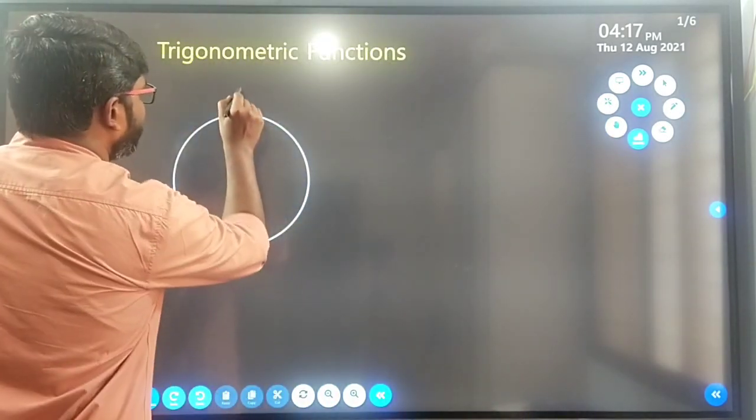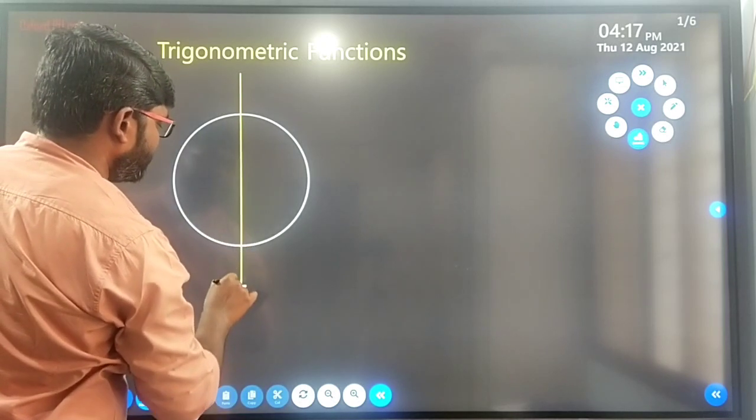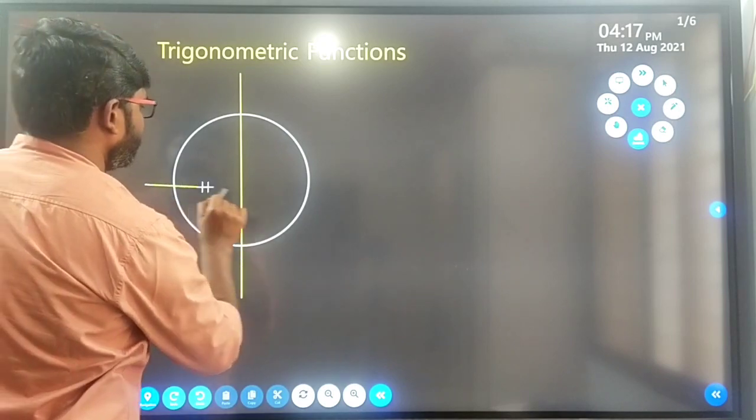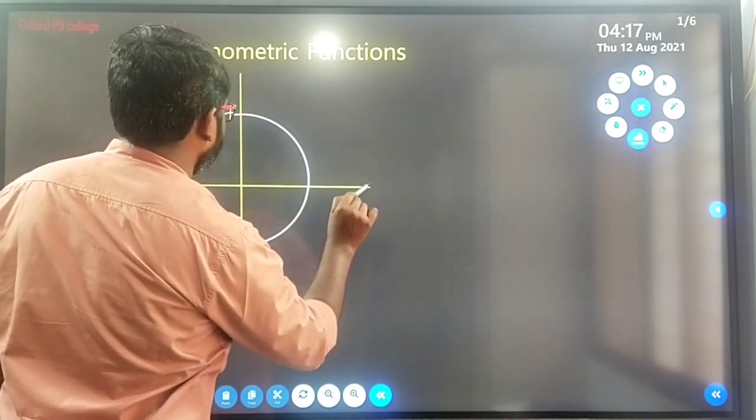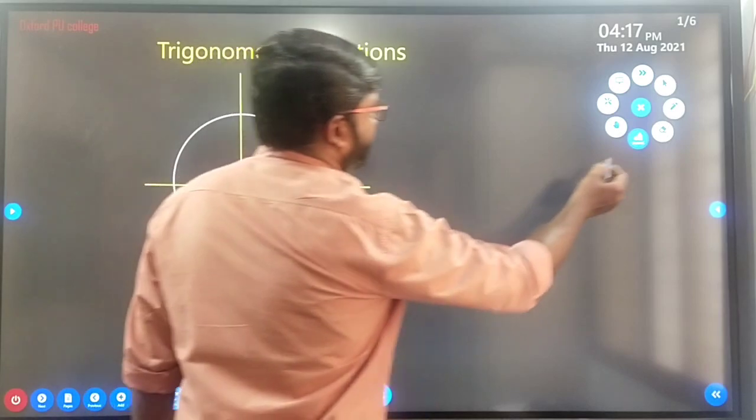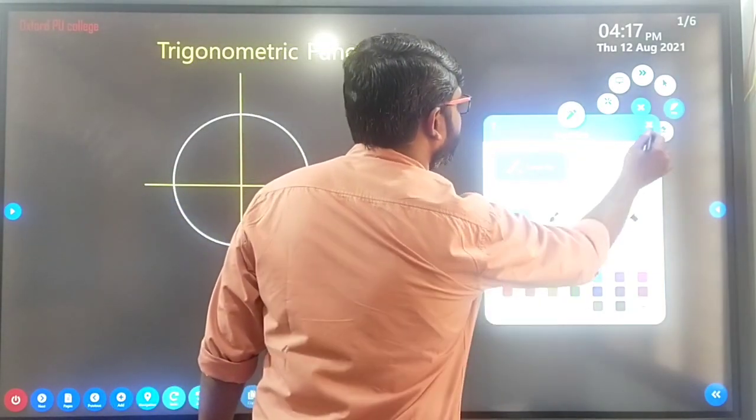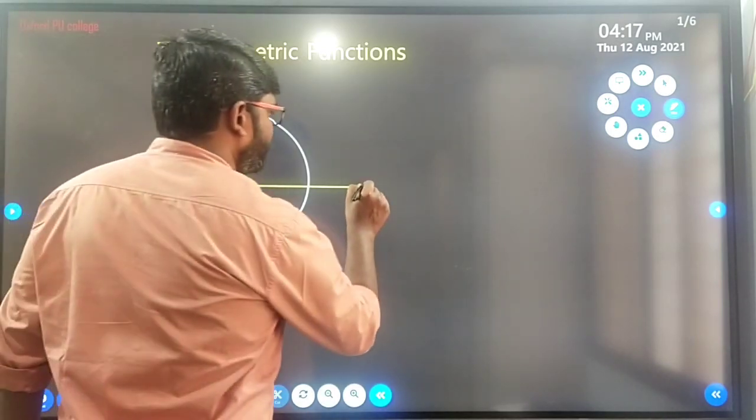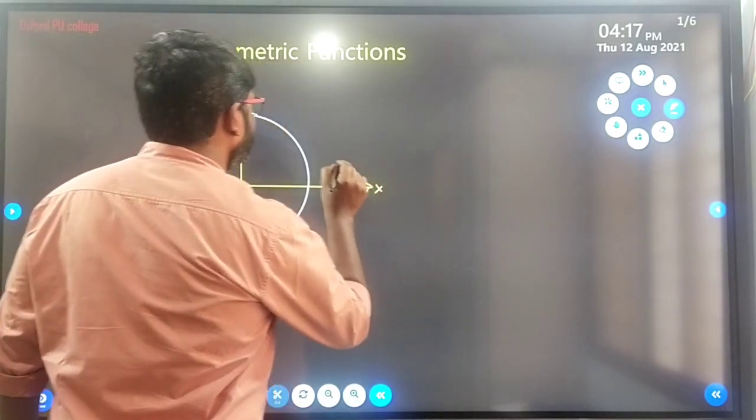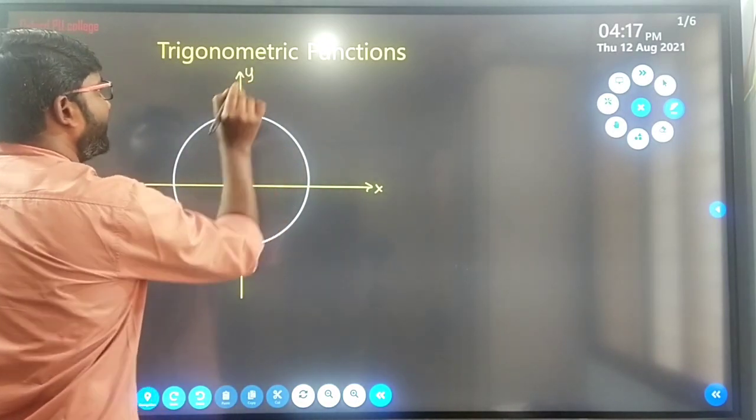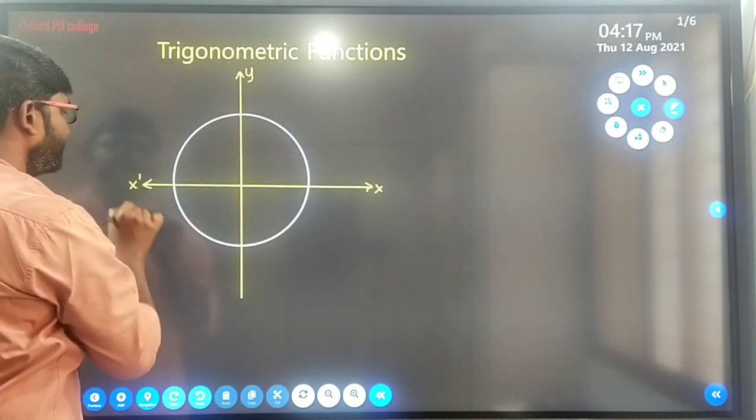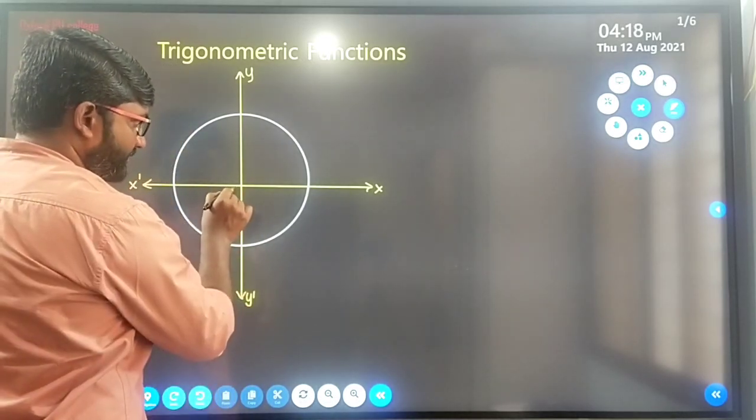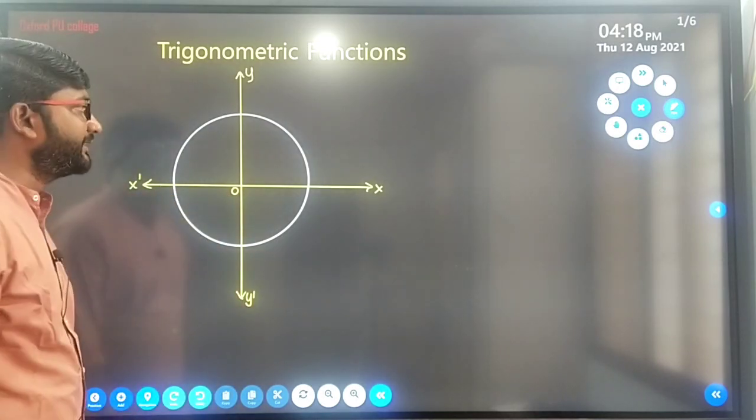Well, now I will be drawing the y-axis and the x-axis. So this is the y-axis and this is the x-axis. Here I will be considering some points, A, B, C, D. This is our x dash and this is our y dash. This point is the center of the circle.